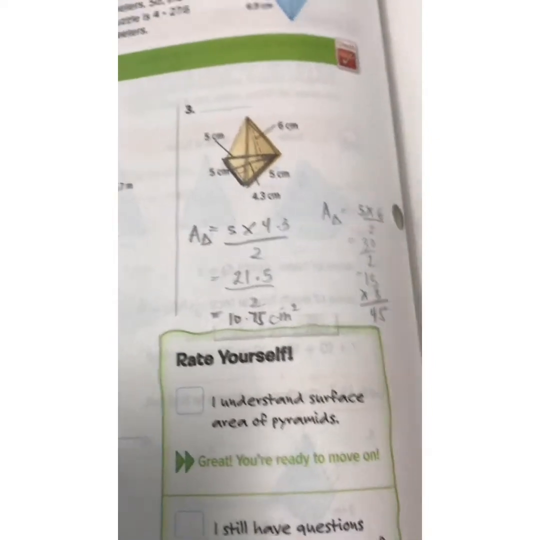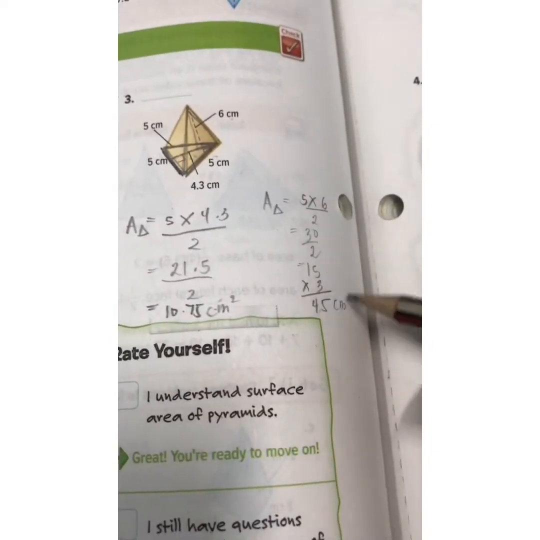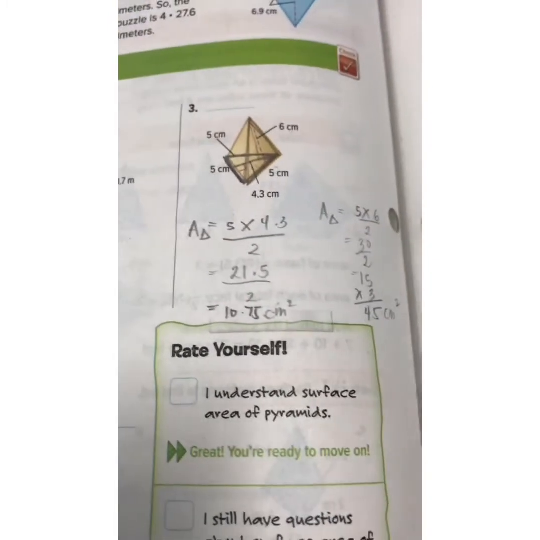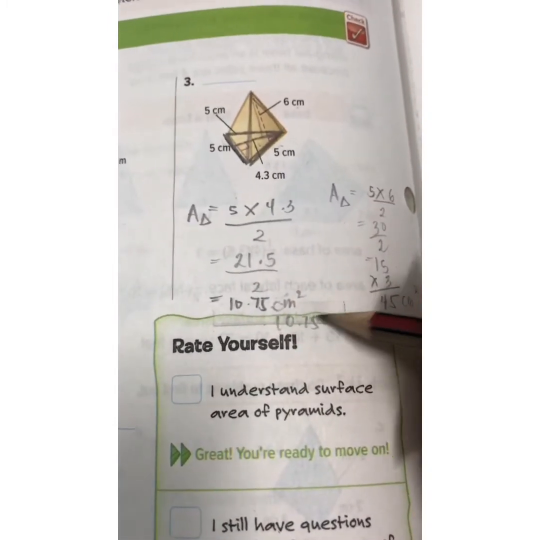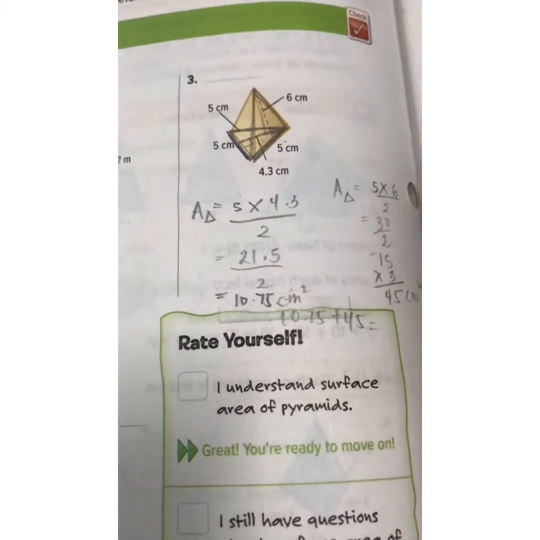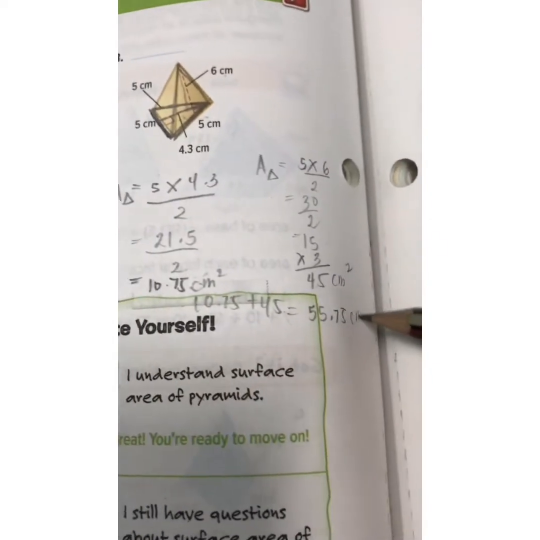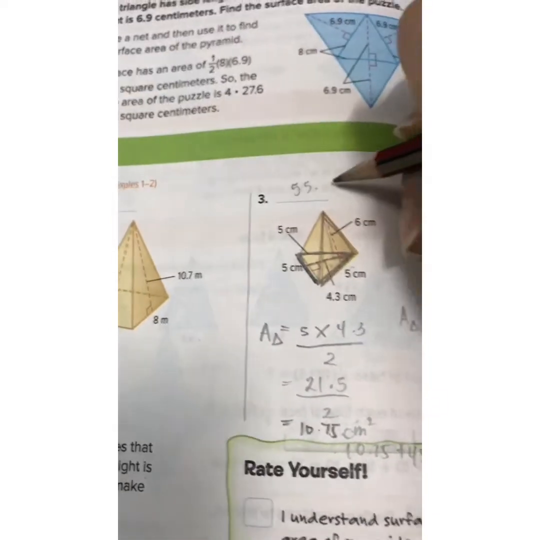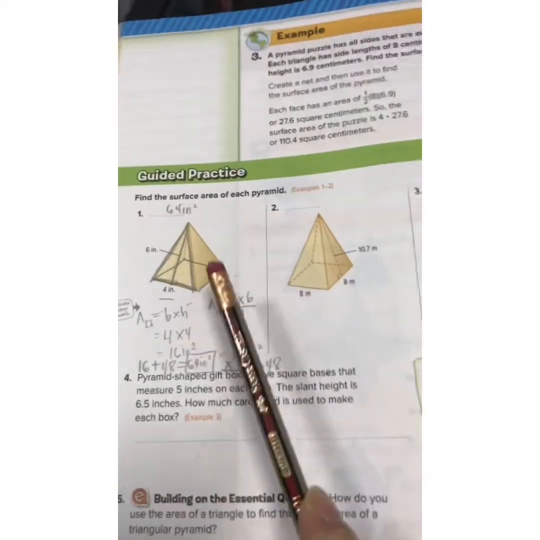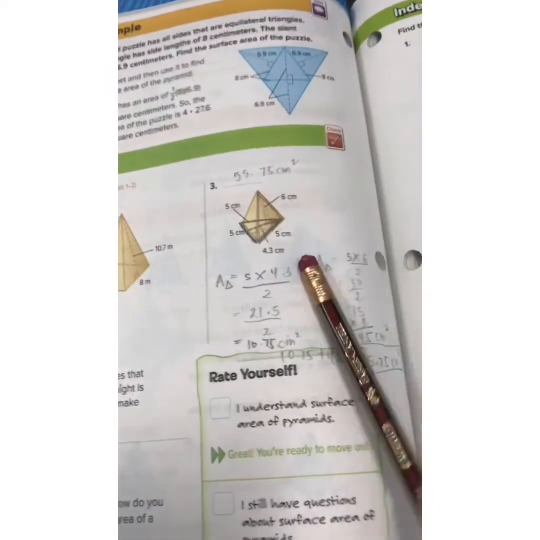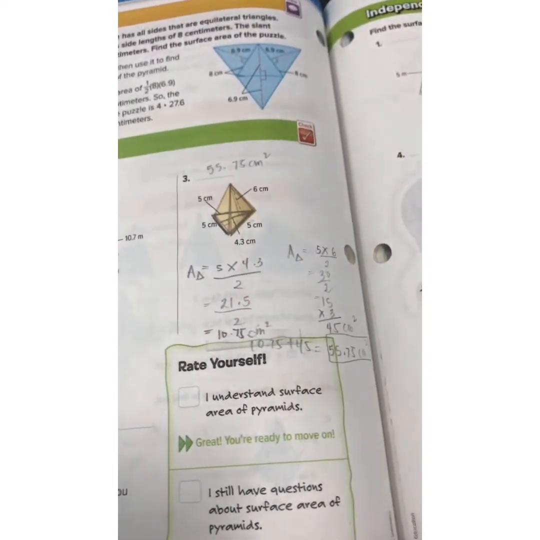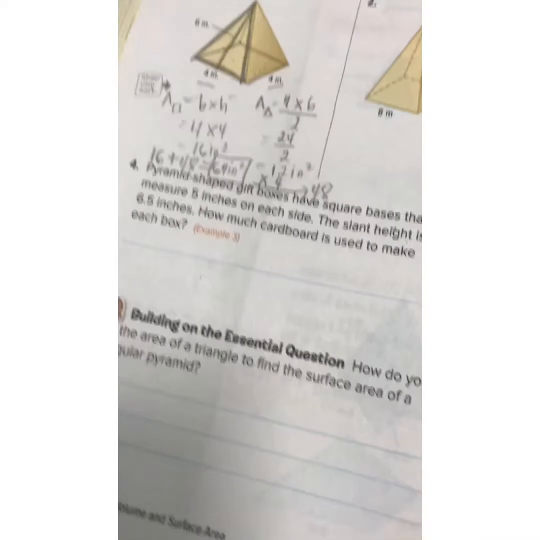Then after that, 45 cm squared, you add it with the base. So 10.75 plus 45 will give us 55.75 cm squared. So that is for that given. Okay, so we already solved one with a square base and the other one with a triangular base. Let's have more examples. Let's have question number 4 for the guided practice.